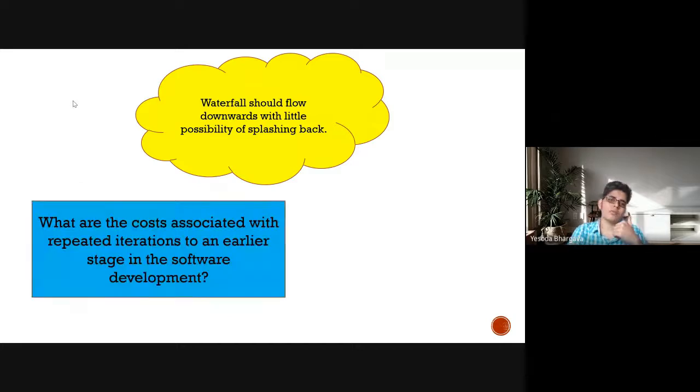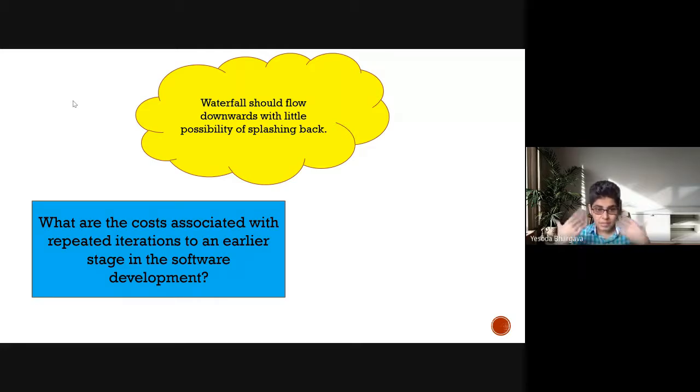But at this point, when we talk about going back to an earlier stage, it is important to assess and estimate the costs associated with repeated iterations to an earlier stage in the software development. While finding errors is important, and testing is important at every stage, in the previous graph we had seen in the last class that there are market costs associated with it. So, what do you think would be the other costs associated with repeatedly iterating to an earlier stage in the software development?